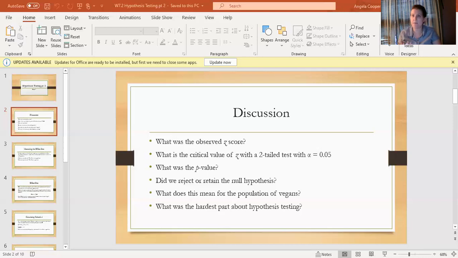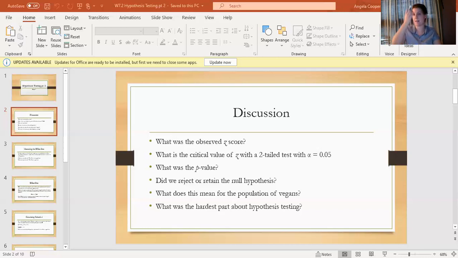So what does this mean for the population of vegans? Well, that's telling us that the vegan population does not mention their diet at the same rate as the average American. So we had a sample of 100 vegans. We don't know about the population of vegans. We only know about the population of the general American public. So we use a one sample z-test to give us information about the population of vegans.